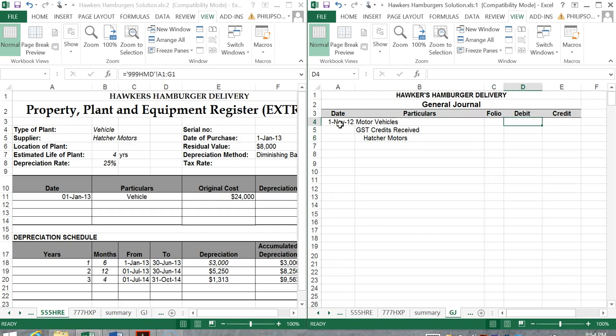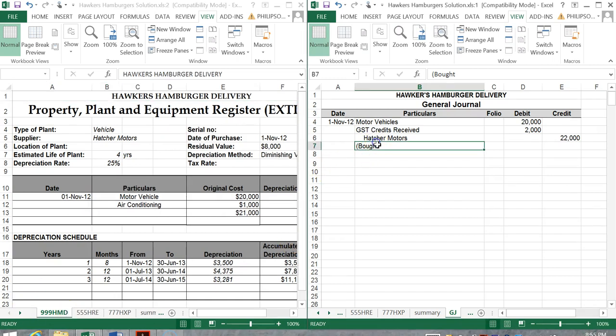So this vehicle was $22,000 including GST. So the gross amount of the transaction that we owe Hatcher Motors is $22,000. So in our GST credits received, we can do 22,000 divide 11, gives us our GST. And our motor vehicles account will be 22 minus the 2. Bought vehicle 909 HMD.